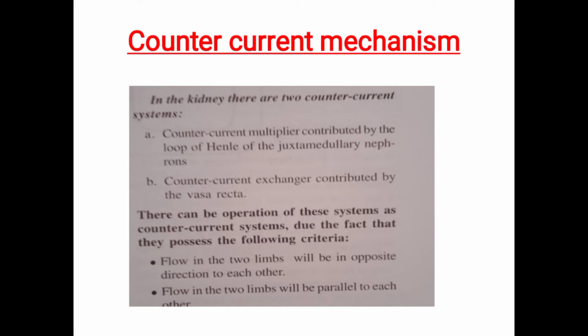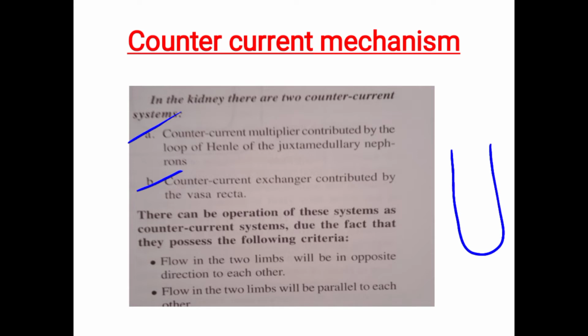In the counter current system, there are mainly two subsystems. One is the counter current multiplier and the other is the counter current exchanger. The counter current multiplier is contributed by the loop of Henle of the juxtamedullary nephron. In the first class I told you there are two types of nephron, cortical nephron and juxtamedullary nephron. In the juxtamedullary nephron there is a long loop of Henle.